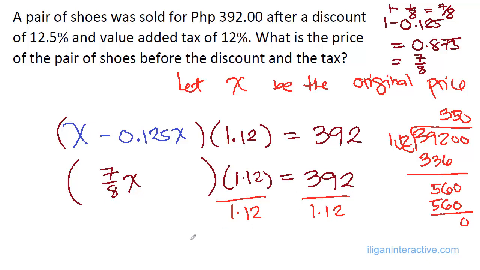So this whole thing will then become 7 over 8 X equal to 350. So to solve for X, we just do the math here. Multiply both sides by 8 over 7, right? Just to get rid of this 7 over 8 here. So what will happen will be this. X is equal to 350 times 8 over 7.